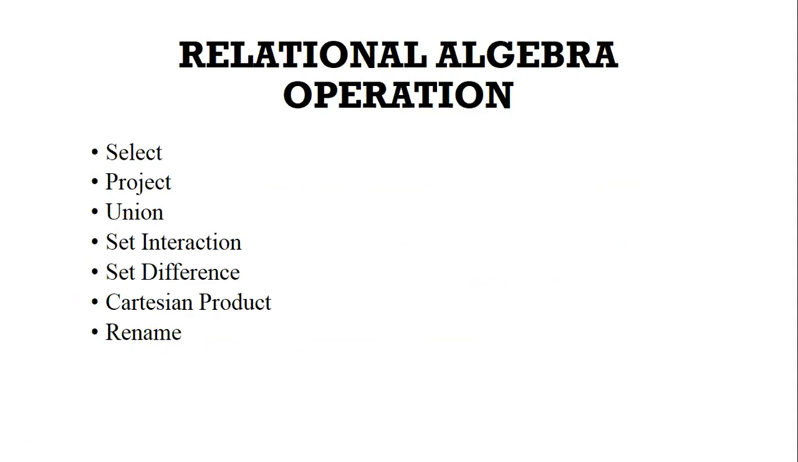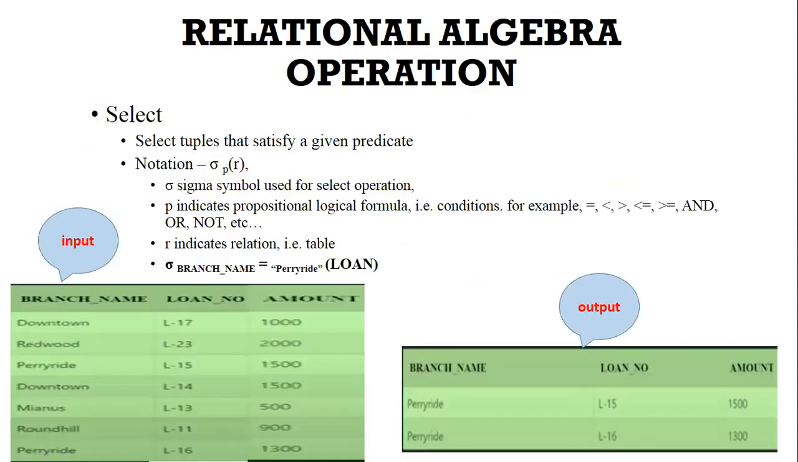These are some of the relational algebra operations: select, project, union, set intersection, set difference, Cartesian product, and rename. The first one is the select operation. The select operation selects tuples that satisfy a given predicate. The notation for select operation is sigma.